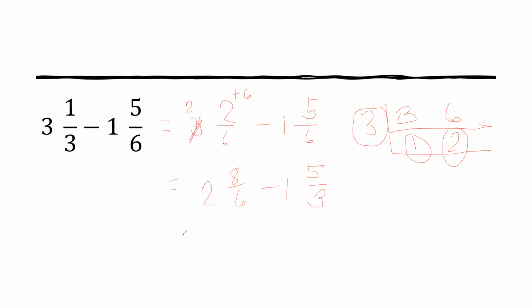So pwede na tayo mag-minus. 8 minus 5, 3. 3 over 6. 2 minus 1, 1. So, mayroon tayong 1 and 3/6. Ang question na lang, kayang i-lowest term yung 3/6? Opo. Ano makakapag-divide? 3 po. So, ano yung lowest term ng 3/6? 1/2. So, susulat lang natin 1 and 1/2. That's final.